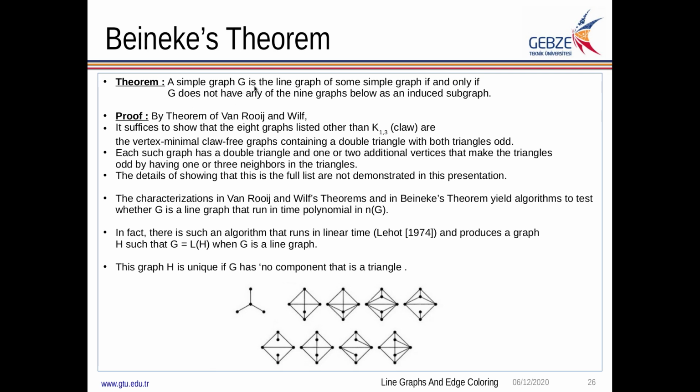A simple graph G is a line graph of some simple graph if and only if G does not have any of the 9 graphs below as an induced subgraph. The proof is built on top of the theorem of Van Rooij and Wilf.